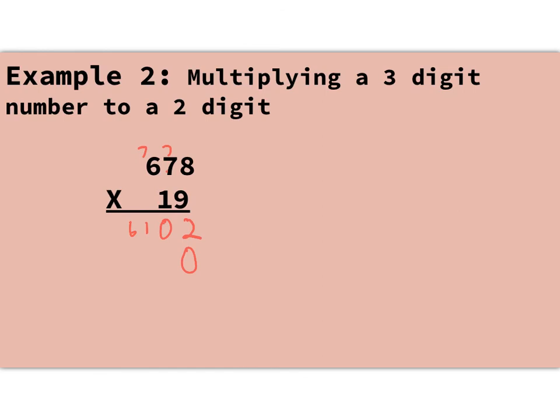1 times 8 is 8. 1 times 7 is 7. 1 times 6 is 6. And now once we get the two numbers split up in their products, now we add to make a larger product. 2 plus 0 is 2. 0 plus 8 is 8. 1 plus 7 is 8. And 6 plus 6 is 12. So the product of these two numbers becomes 12,882.